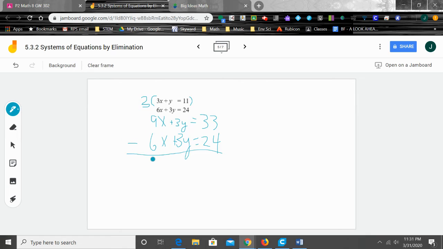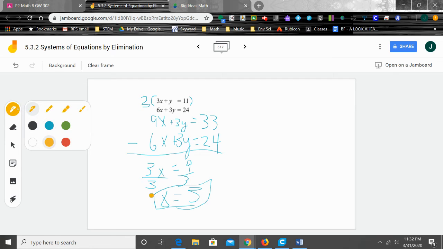So 9x minus 6x is 3x. There's a lot of 3's in these. 3y minus 3y is nothing. Okay. 33 minus 24, in this case, is 9. Divide both sides by 3. x is 3. Okay. Oh, yes, x is 3.